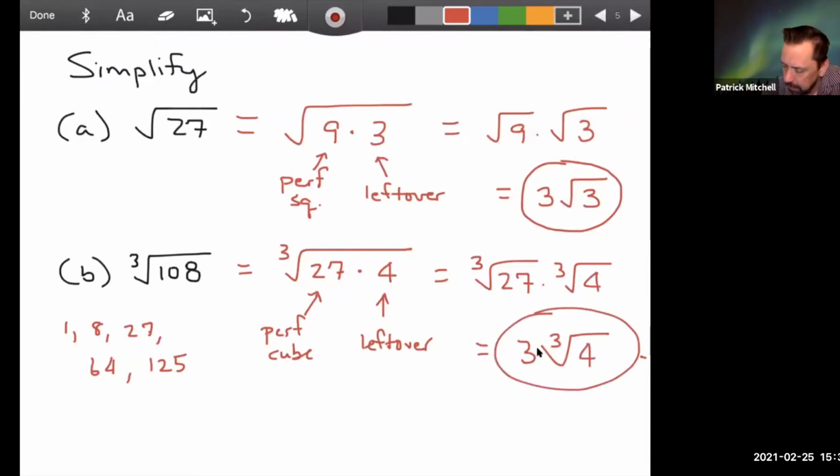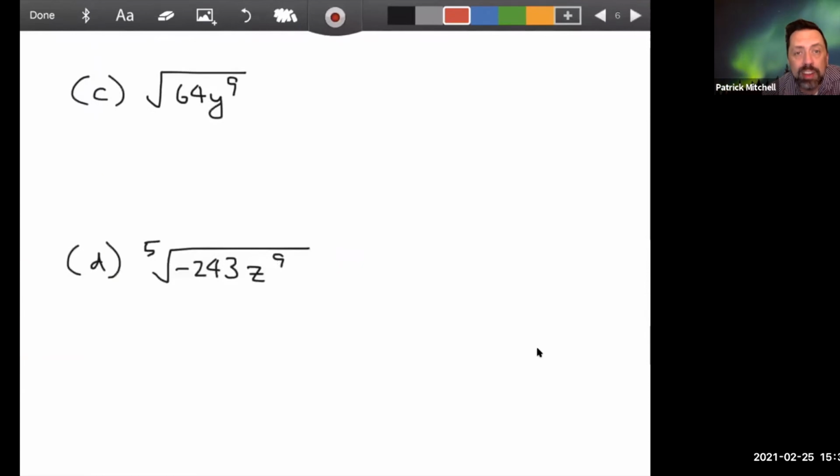All right, next. The square root of 64y to the 9th. So now we're throwing the alphabet into the mix. So we need to figure out what is our perfect square and what is our leftover. Well, in this case, the whole entire 64 is going to go in the perfect square category. So now I just have to decide what to do with the y to the 9th. Well, I claim to you that y to the 9th is not a perfect square but y to the 8th is.